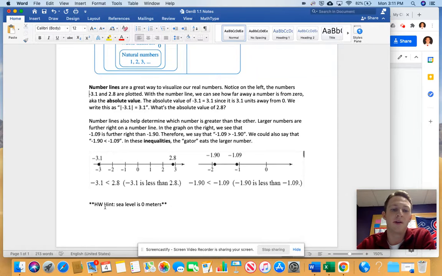And then just a helpful hint on your homework, if you don't know, sea level is 0 meters or 0 feet, but I think they use meters for their label in the homework.